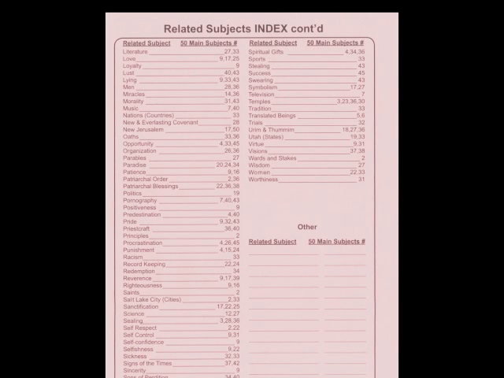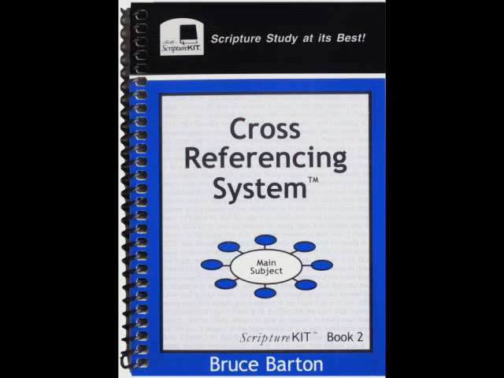We've now gone through one whole main subject page. This cross-referencing system was designed for a more efficient and thorough way of studying. With all your research for a topic in one place, you'll never have to find the same answer twice.